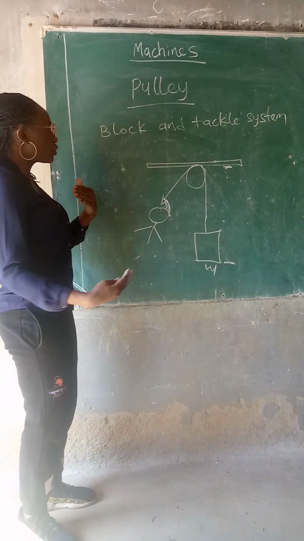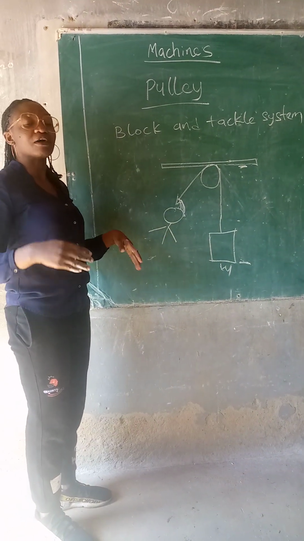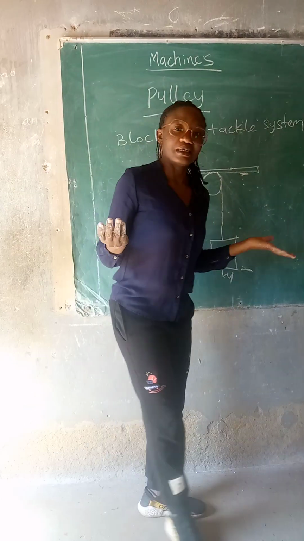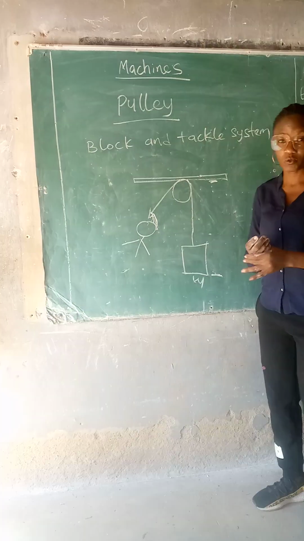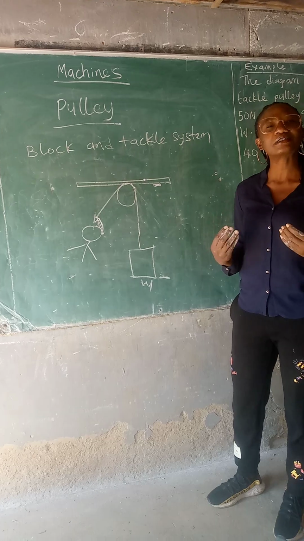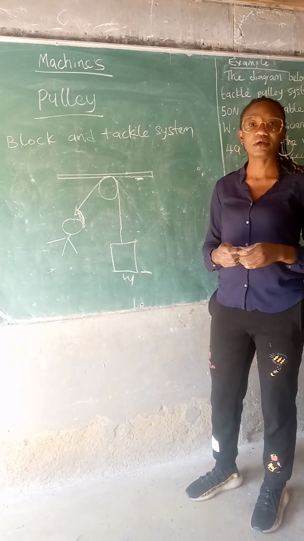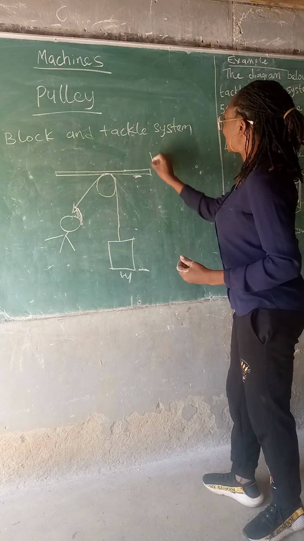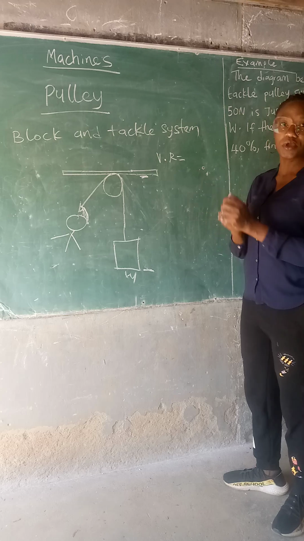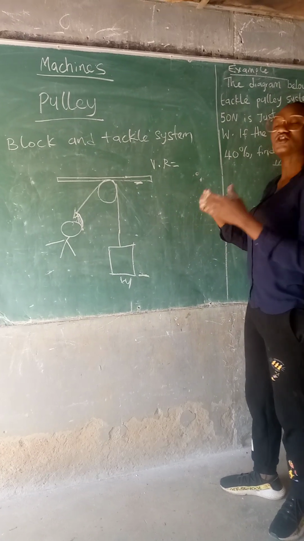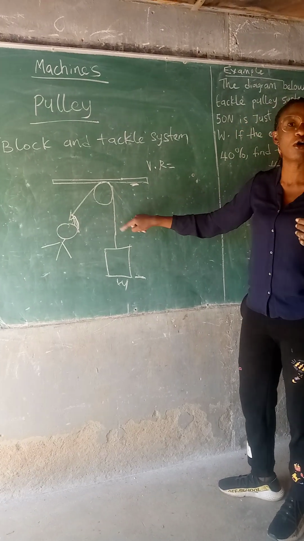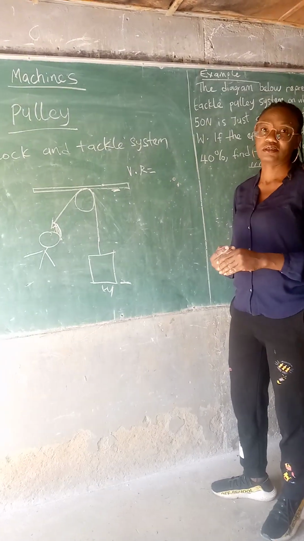Now, the pulley could have more than one wheel. It can have as many wheels as it can have. The number of wheels a pulley has is equal to the velocity ratio. What I mean is that the velocity ratio, VR, is equal to the number of wheels, and it is also equal to the number of ropes supporting the pulleys.